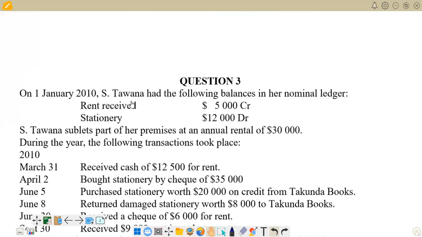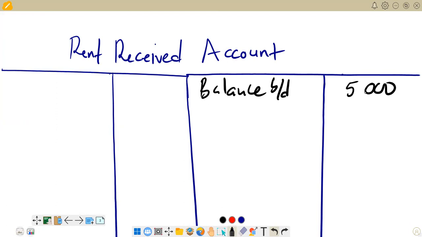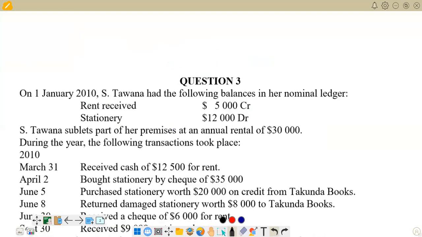So we go to the credit side and write balance b/d there, and put our $5,000. This is our rent received account, and we go to the credit side. We start with the balance b/d, and our balance b/d is $5,000. Then we move on to check other transactions in the question that are affecting rent received.